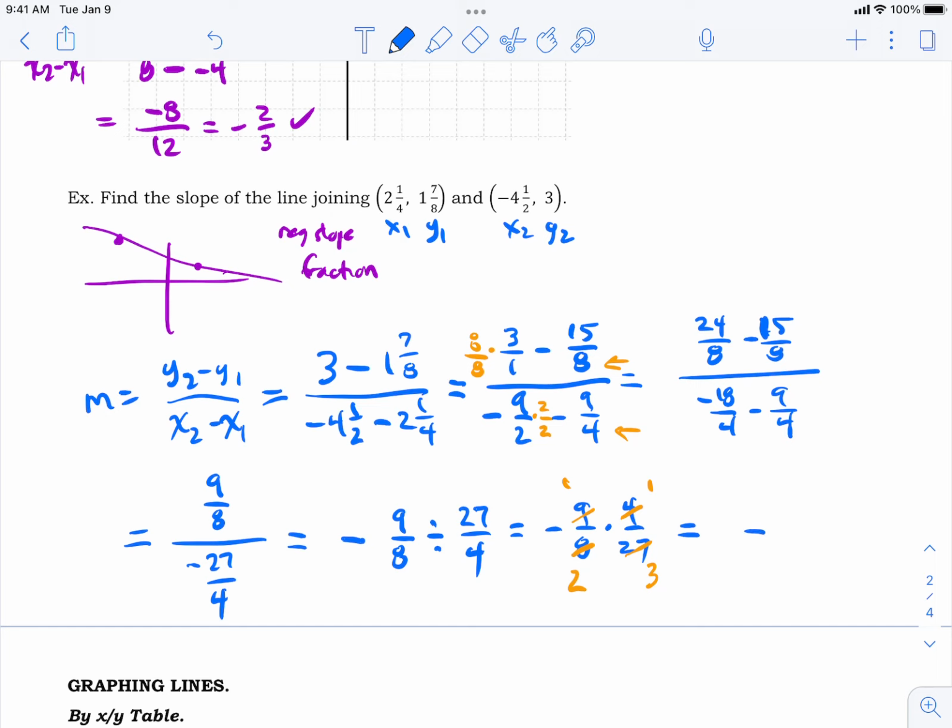So I've got a negative. 1 times 1 is 1. 2 times 3 is 6. There's my slope. It's a negative 1/6. Woohoo! Hope you enjoyed that.